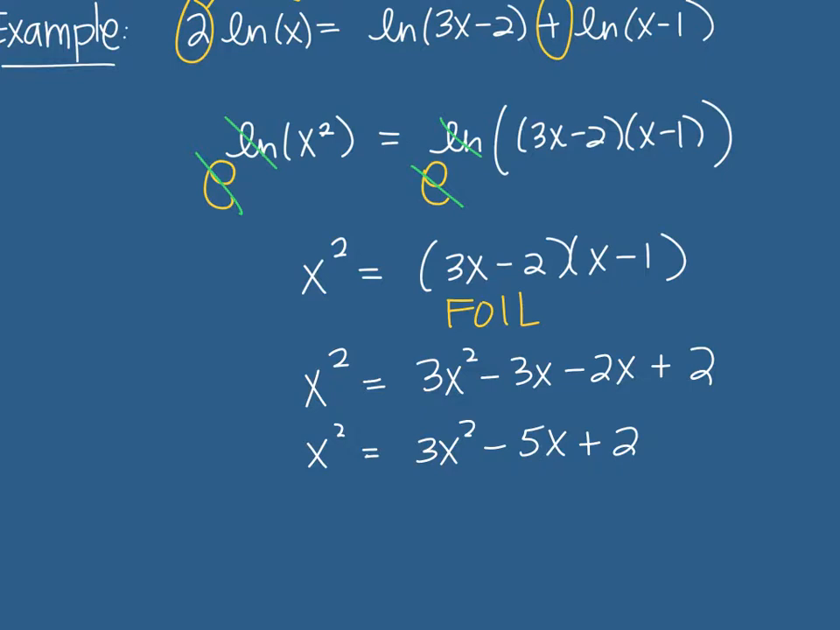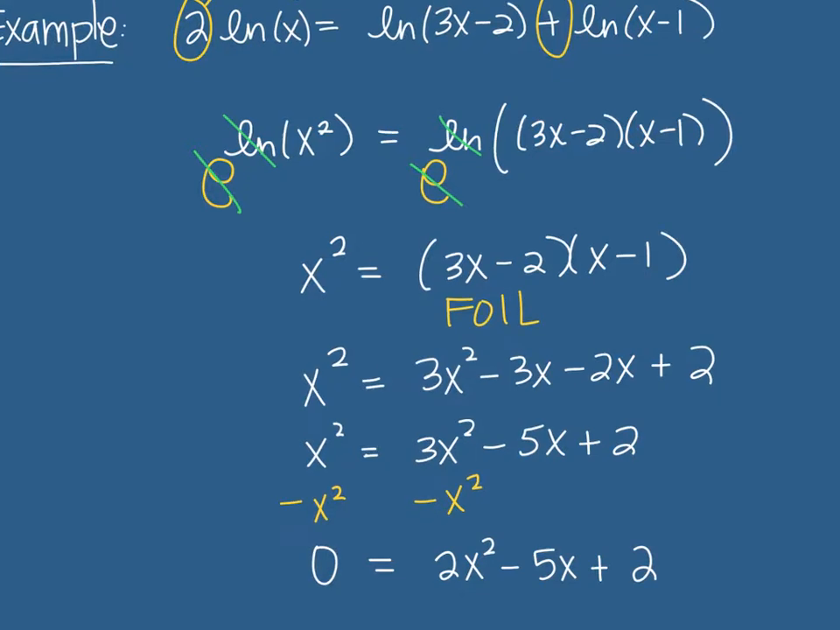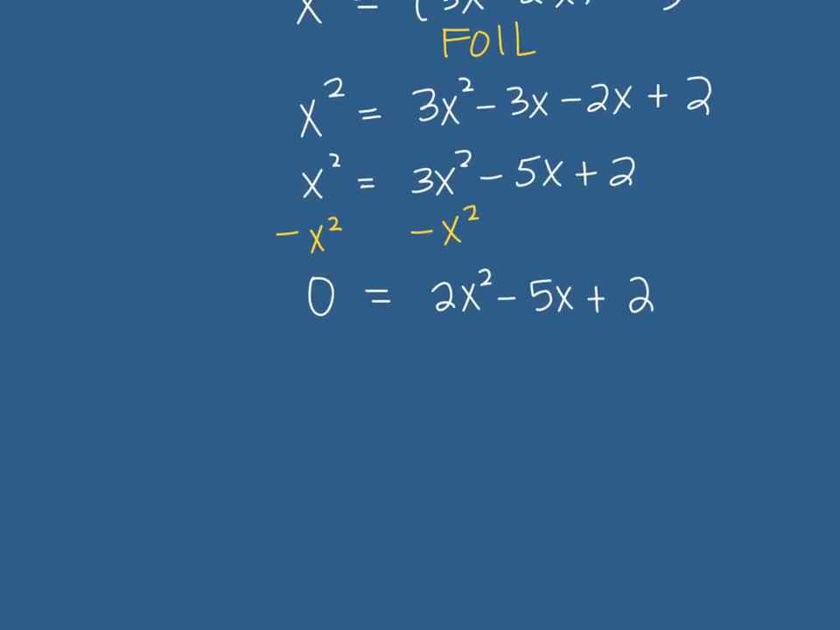And then I need to set it equal to 0. Any squared problem has to be set equal to 0 before you can solve for x. So I'll subtract x squared so that I can have this be equal to 0. So 0 equals 2x squared minus 5x plus 2. Okay, who remembers what to do next? How do you solve a problem that's set equal to 0? Ben?